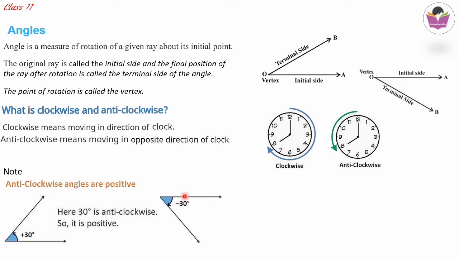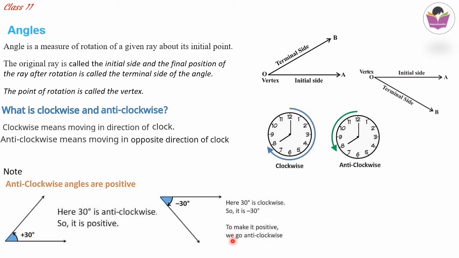And next is the same 30. This is our initial ray and the terminal side is just down, meaning we are moving towards the right. We move 30 degrees towards the right. Since we are moving in the clockwise direction, we use a negative sign. So 30 degrees clockwise is minus 30 degrees.